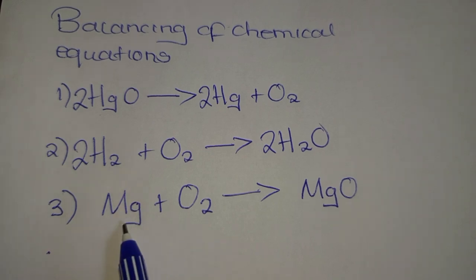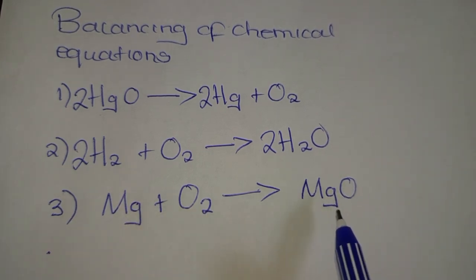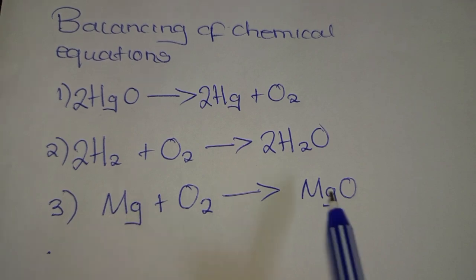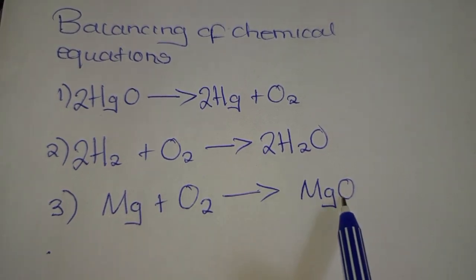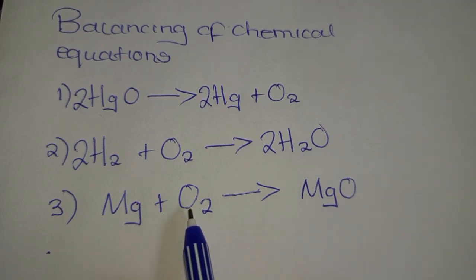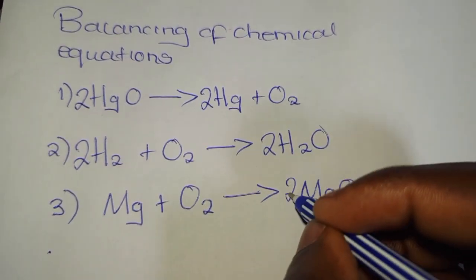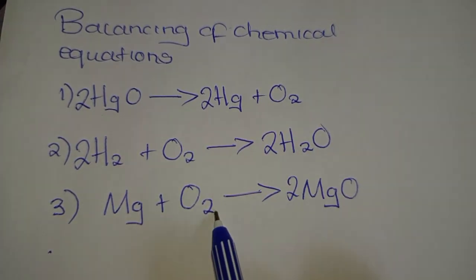is magnesium plus oxygen to form magnesium oxide. You know for sure that you have one magnesium, two oxygens, one oxygen, so it is not balanced. What you can do here is put a 2 here. So you have balanced the oxygen: oxygen has become 2 and oxygen has become 2.